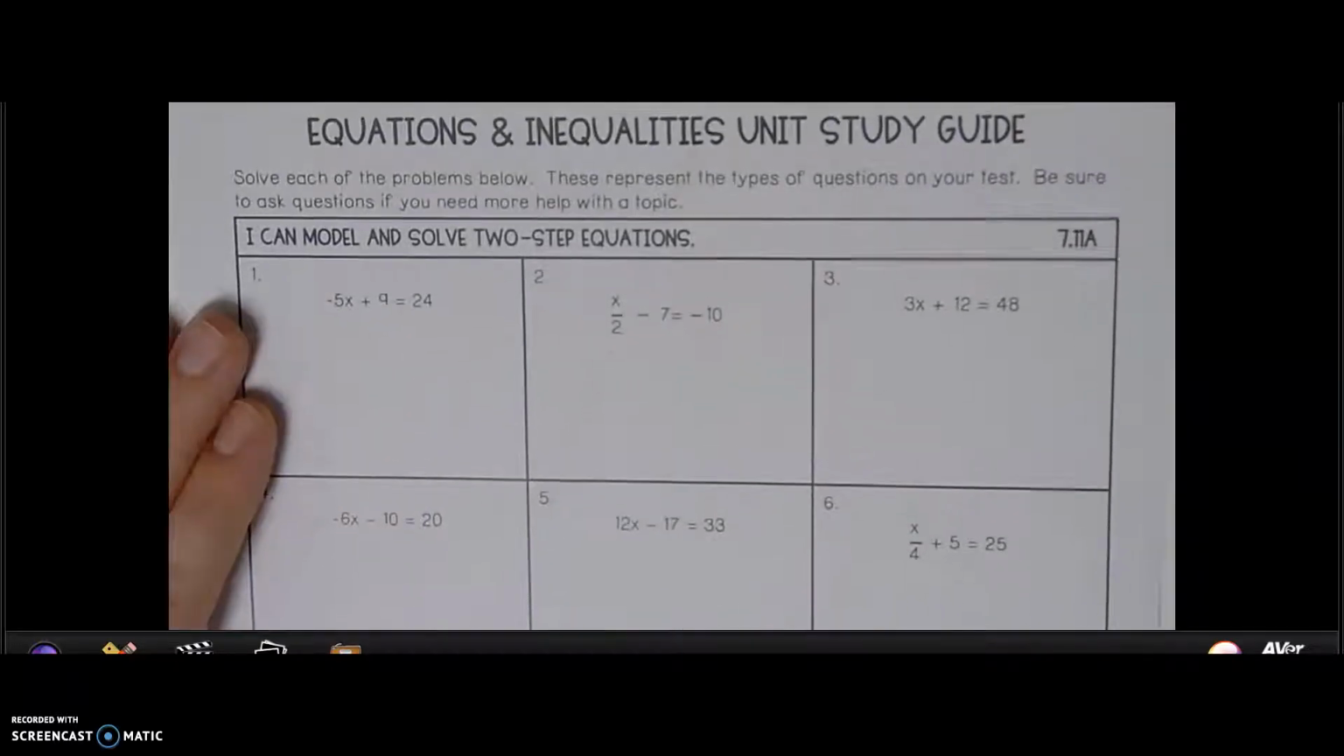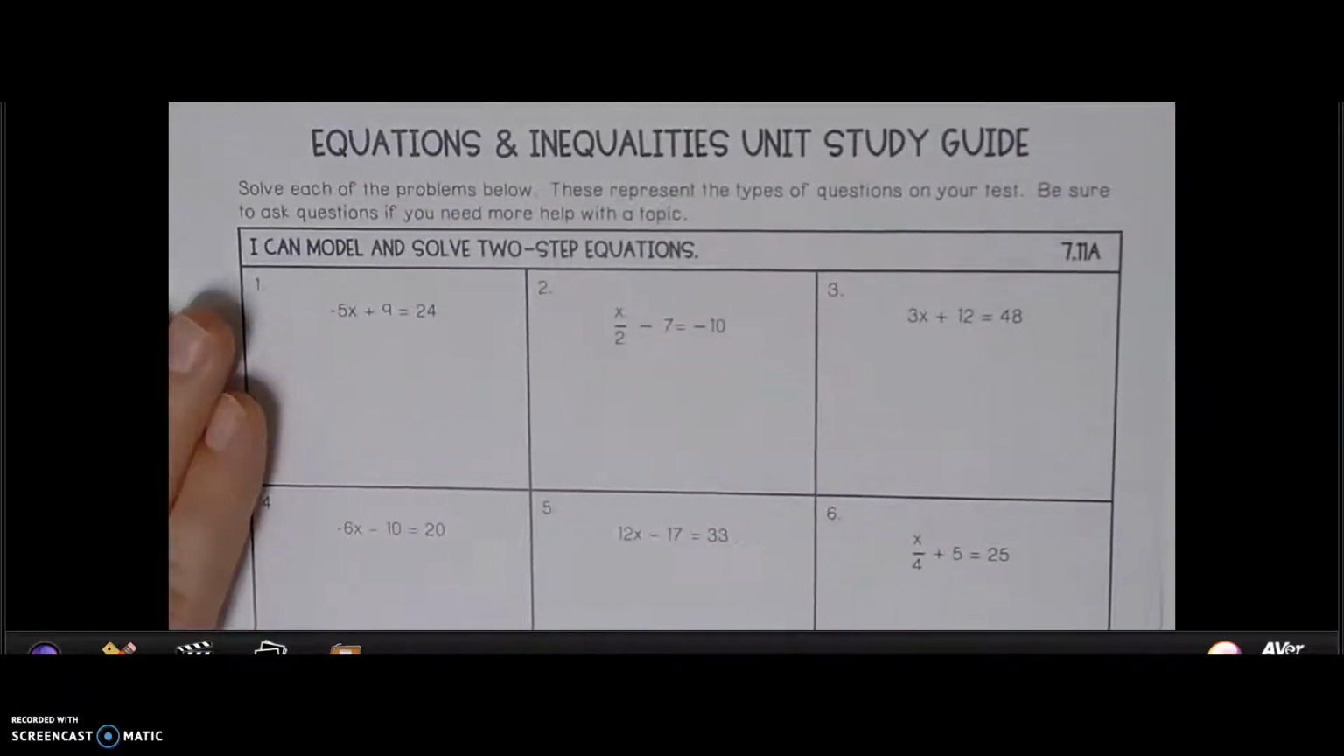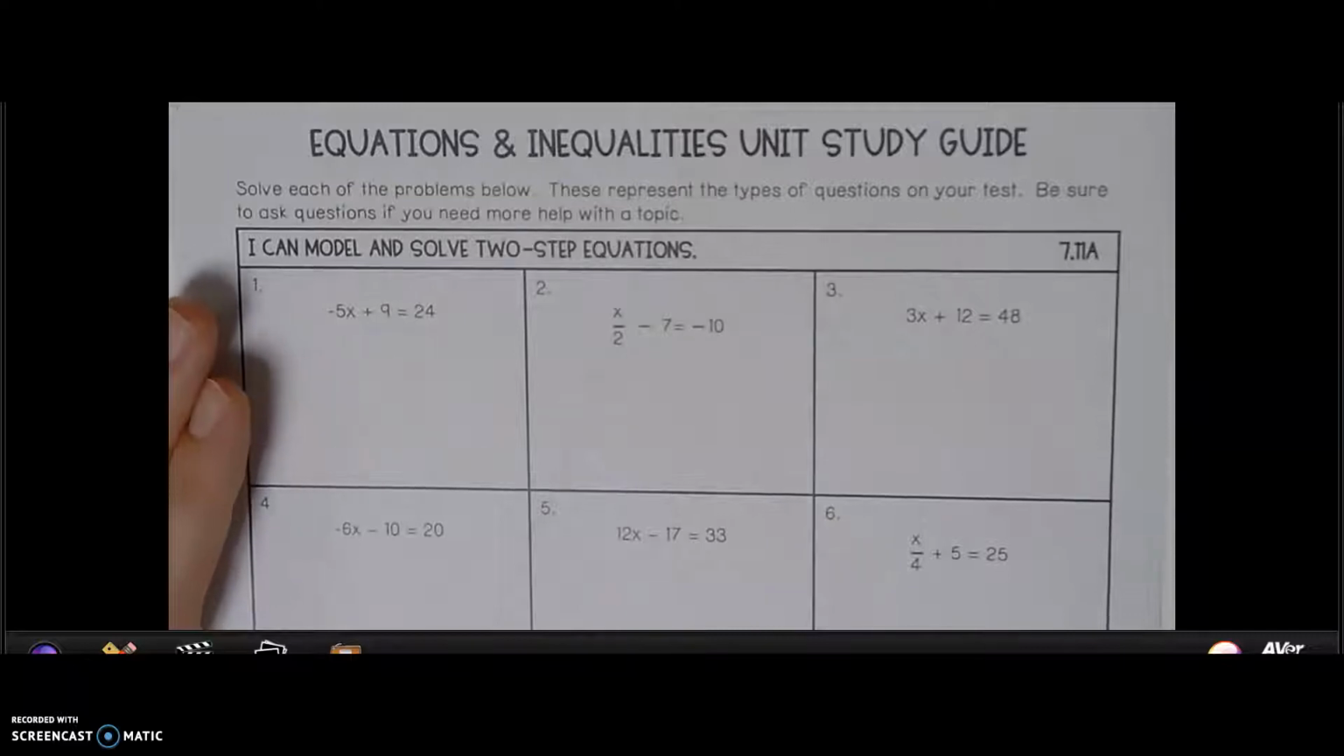Okay guys, this is going to be how you check your review. I'm going to post a series of videos. Remember that you are supposed to have attempted the review first and then come back here to check your answers. And then you will turn in your review, however you choose to do it, with scratch paper on the day that you take your equations and inequalities test. Okay, so let's get started.